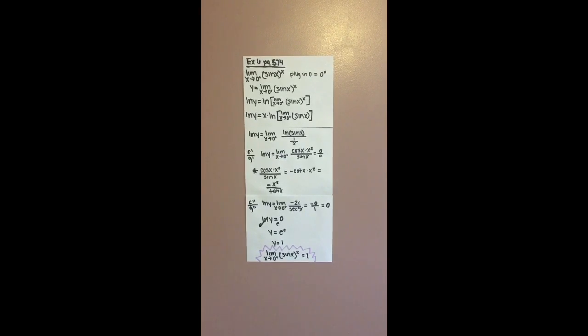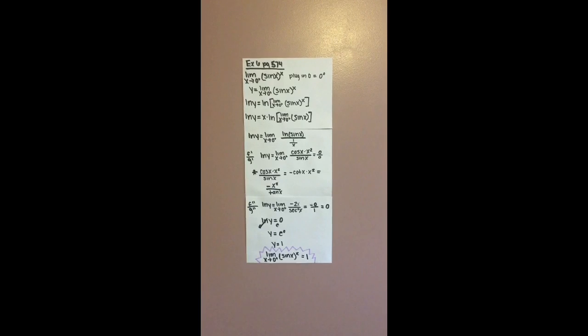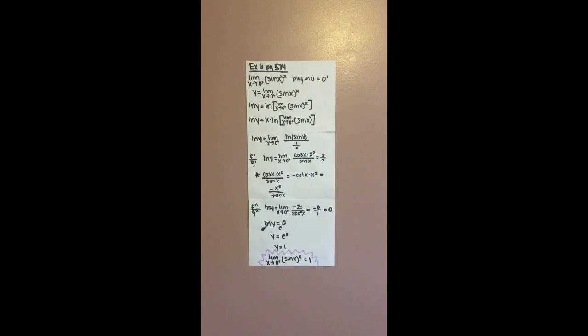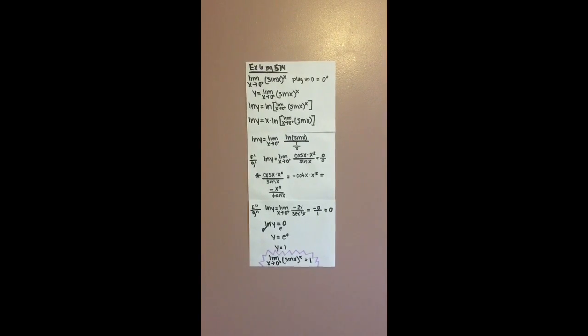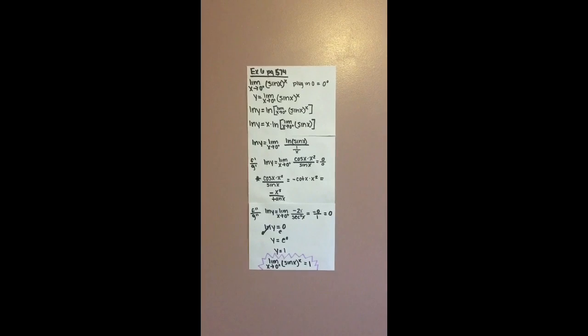However, our answer is not 0. Because we have the ln of both sides, we can take base e to both sides to get the ln on the left to cancel, making y equal e to the 0 power. And we also know that e to the 0 power is equal to 1. So our final answer of the limit as x approaches 0 from the right of sine x to the x power equals 1.